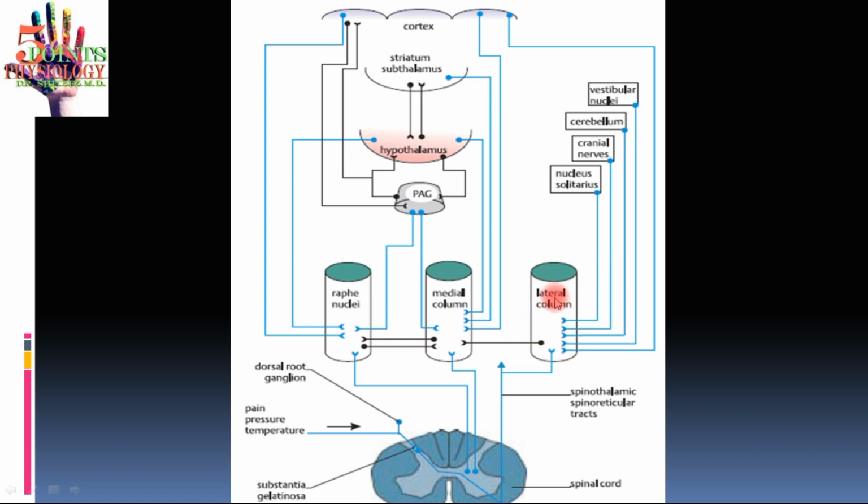Apart from the spinothalamic tract, there are inputs to the lateral column from the nucleus tractus solitarius, and cranial nerves, especially the trigeminal nerve, and the cerebellum, vestibular nuclei, auditory pathway and superior colliculus also, which are responsible for various sensations coming to the reticular formation.